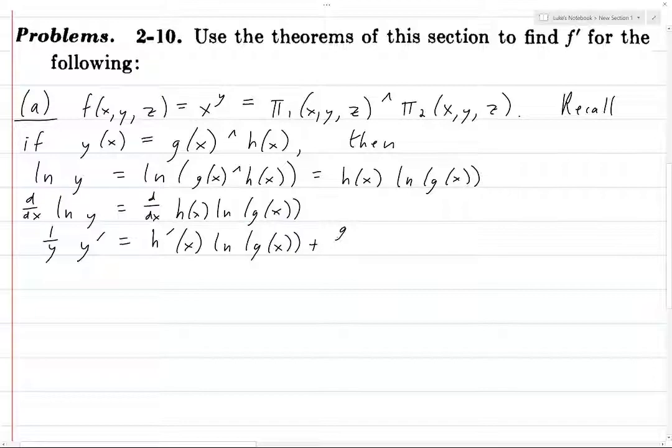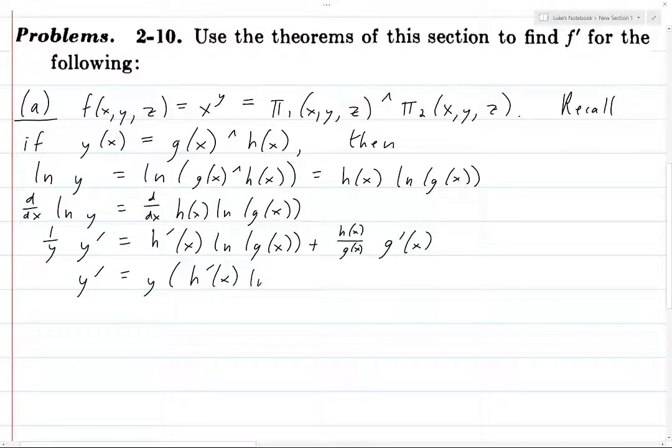So we'll have h of x over g of x times g prime of x. Then we move the y over to the other side, and we get y prime equals y times h prime of x times the natural log of g of x plus h of x over g of x times g prime of x.